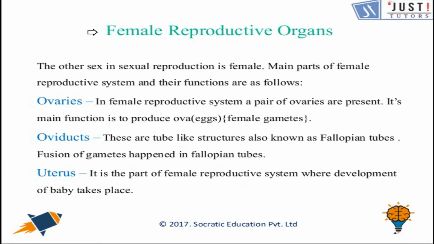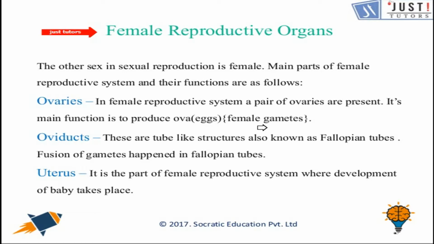The next slide talks about the female reproductive organs. The other sex in sexual reproduction is female. The main parts of the female reproductive system and their functions are as follows. As in the male reproductive system, we have some important organs in the female reproductive system.